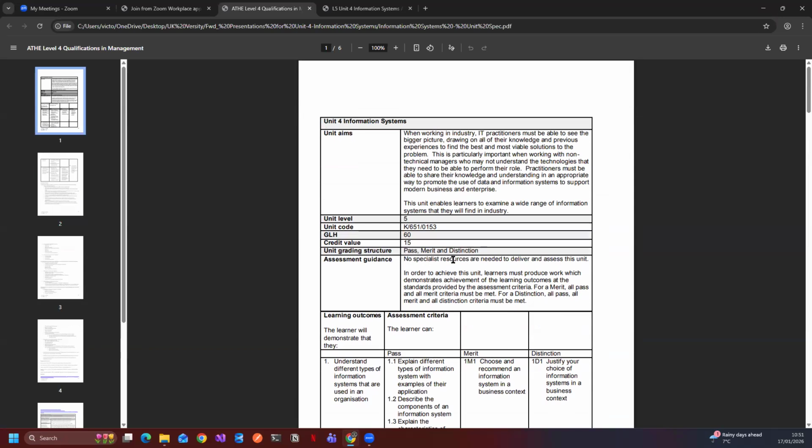So the unit grading structure is based on a pass, merit, and distinction grade. This is a 15 credit unit, and they all add up for you to achieve the total amount of credit to pass this level of qualification.